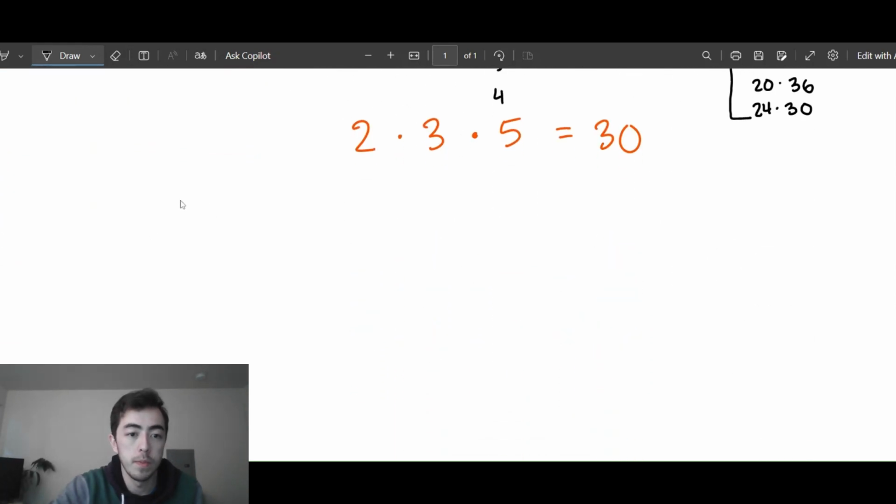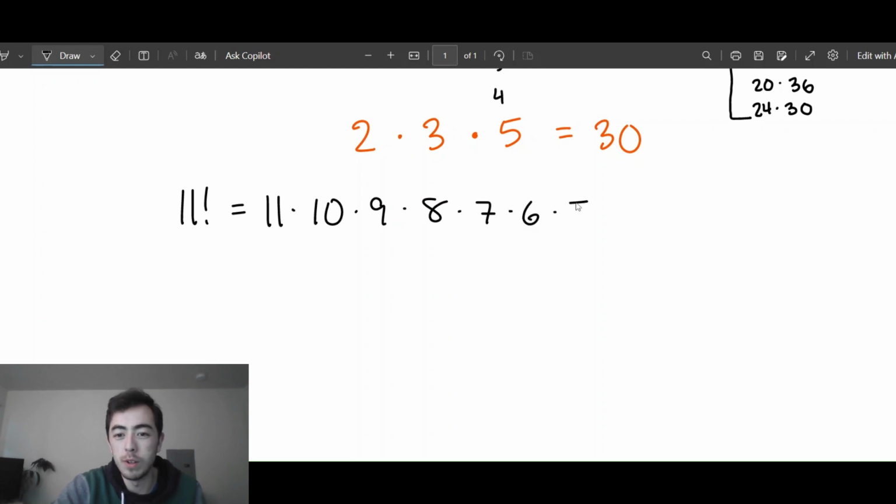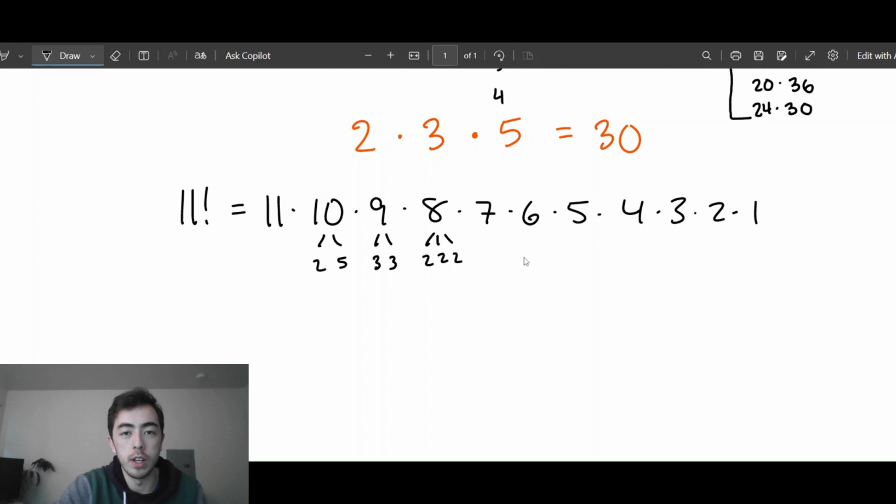So let's try it out. 11 factorial is going to be equal to 11 times 10 times 9 times 8, all the way down to 1. Then I can split up some of my composite numbers, like 10 is just 2 and 5, 9 is 3 and 3, 8 is like 3 2s, all wearing a trench coat. 7's prime, 6 is not, 2 times 3, and then 4 is going to be my last composite number.